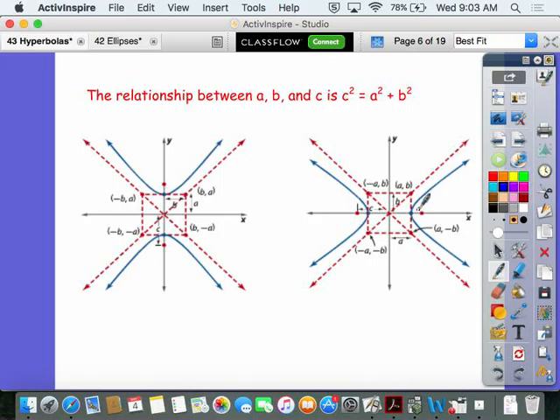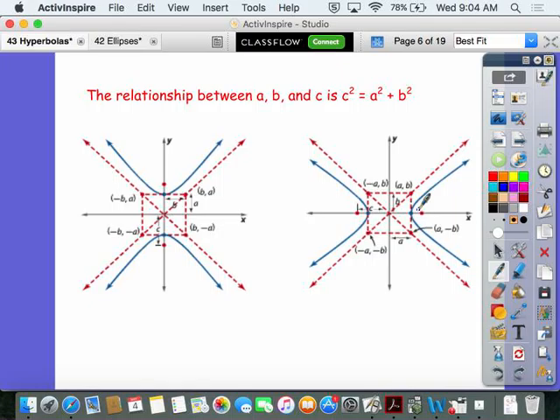Now this rectangular box on the inside serves to assist you in seeing where exactly your vertices are located, as well as to help guide you when you have to graph your asymptotes. So you will be graphing asymptotes when you're graphing hyperbolas.